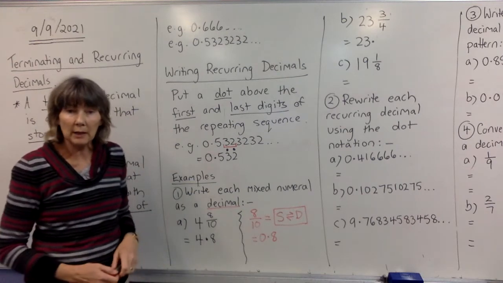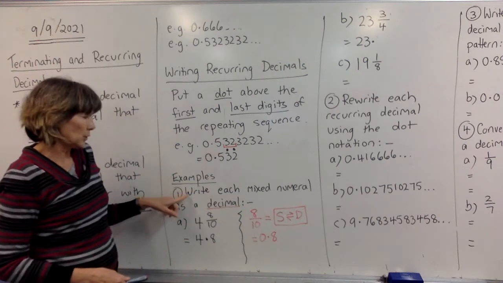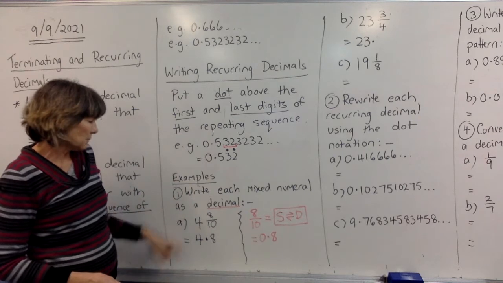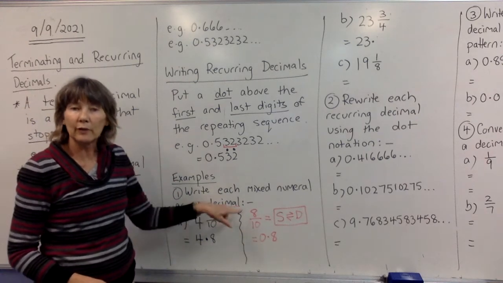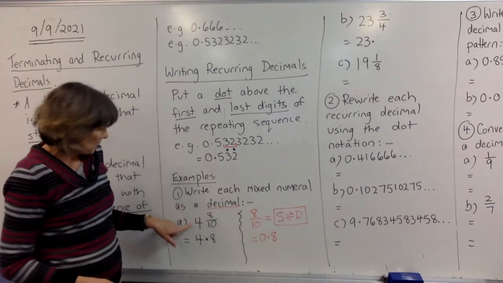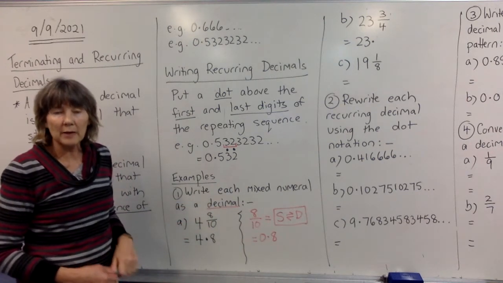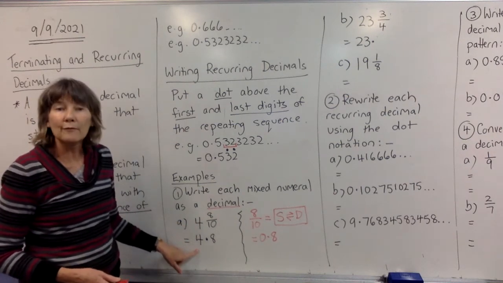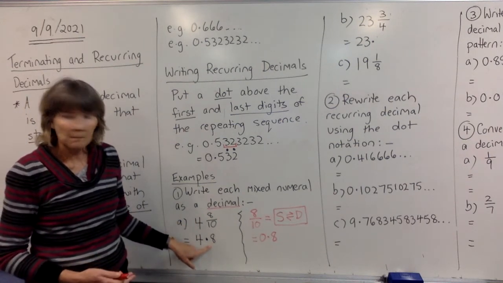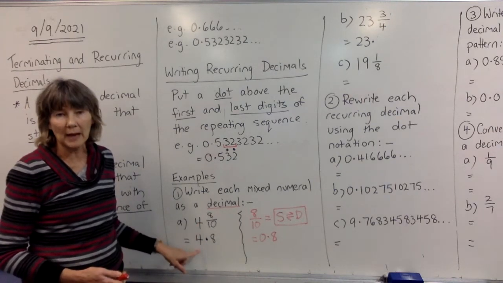We are using our calculator, so let's have a look at what we can do. We're going to write each of these mixed numerals as a decimal. So underline what we're trying to find here, a decimal. So we've got 4 and 8/10. Now, so we don't complicate things on the calculator, I want you just to write 4 point down first. That's the whole number part of the answer.